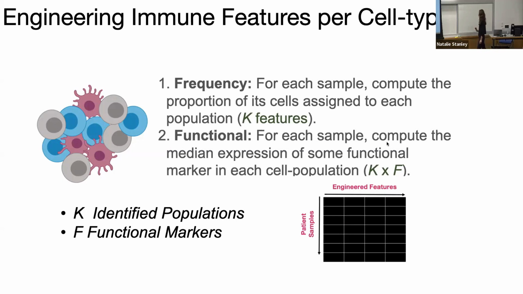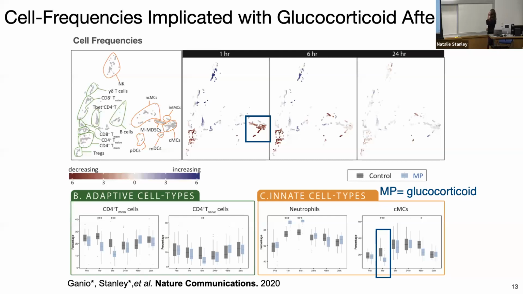And so in the end, we can make a matrix of patient samples by engineered features where every row is representing a different patient. And every engineered feature in the column is either one of these frequency features or functional features. And then finally, we have a matrix that we can use for machine learning. We can give this to any classifier and classify the rows of this matrix depending on what our question is. This is a visualization of the approach, but I'm going to break down what we did with this information.